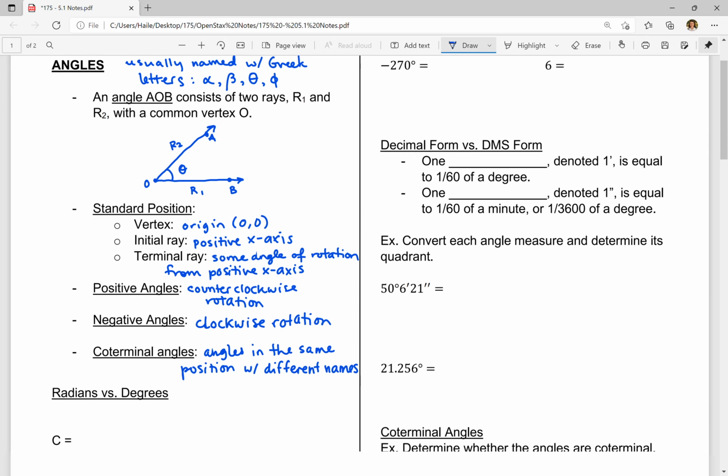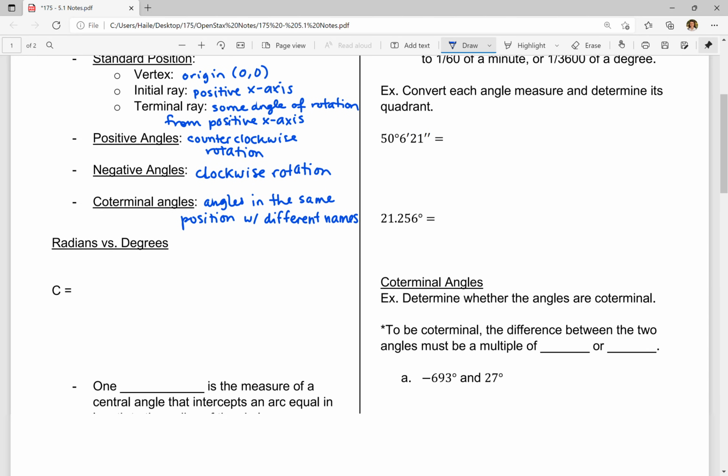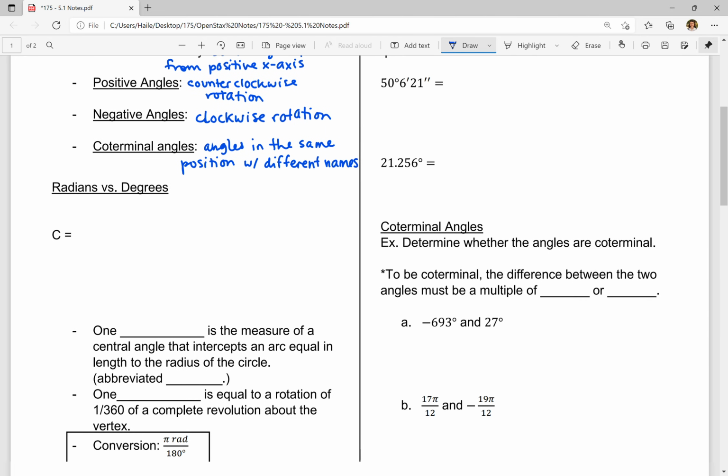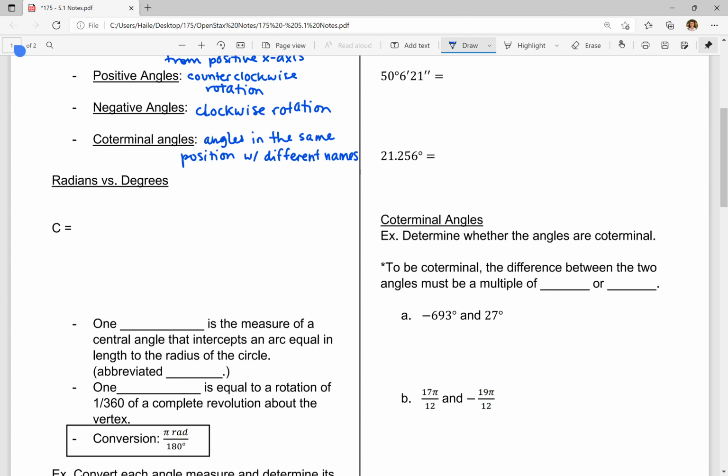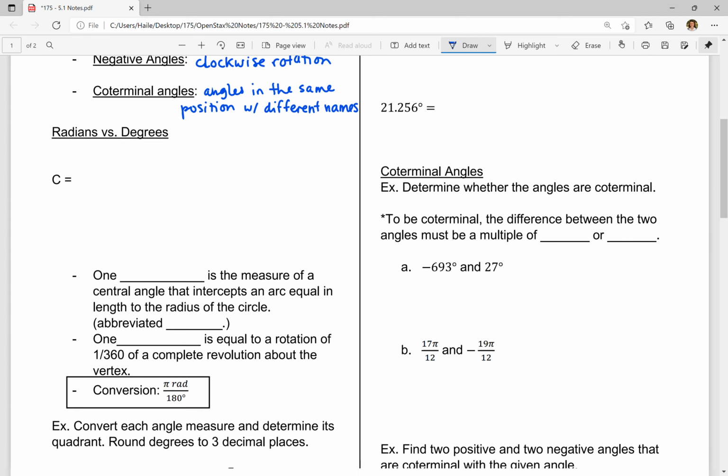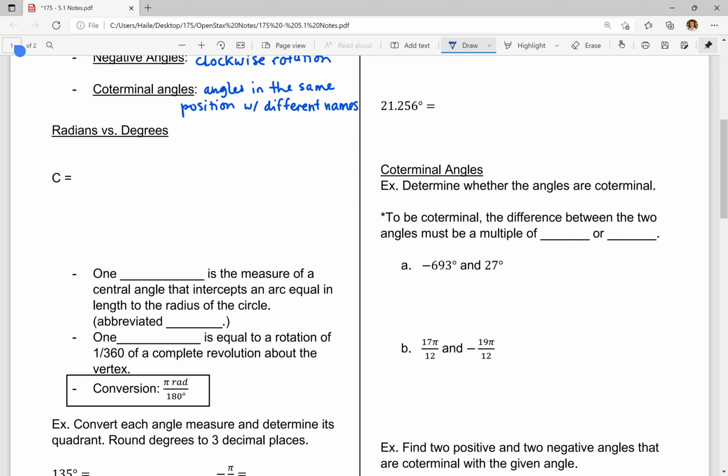Okay, so this is just a little basic definitions about angles, and so now we're going to talk about how we measure angles. There are two main ways that we measure angles. We have radians and we have degrees. Now you're probably very familiar with degrees. You've probably learned that ever since you started measuring angles with a protractor. However, we're going to talk about a really nice unit called the radian, which we also use to measure angles.